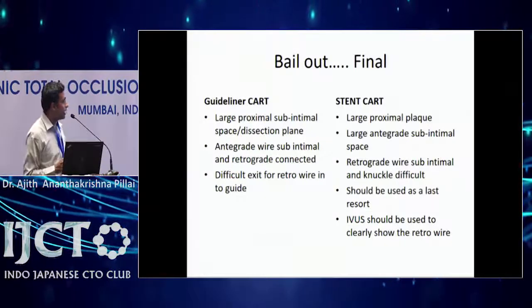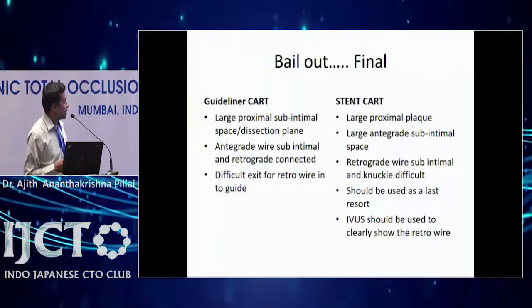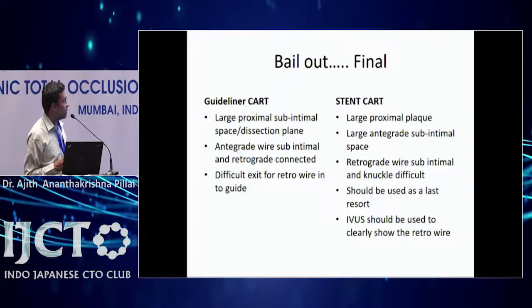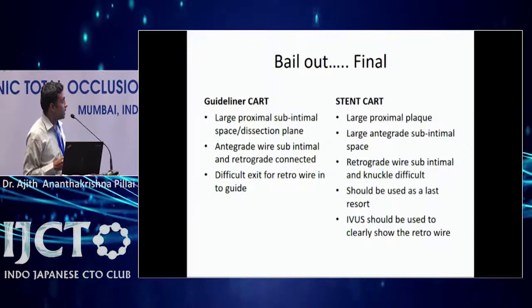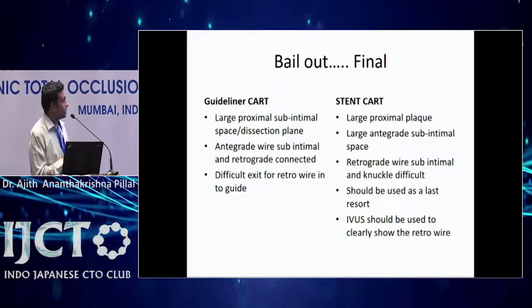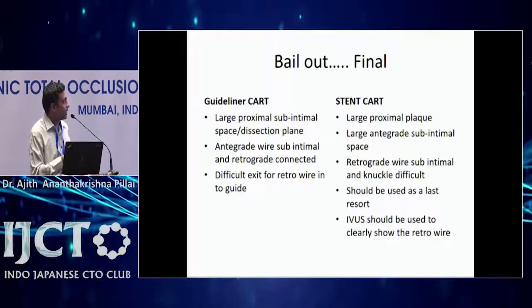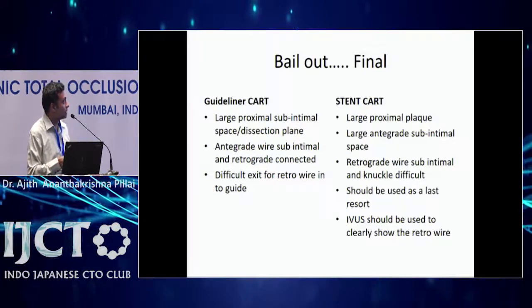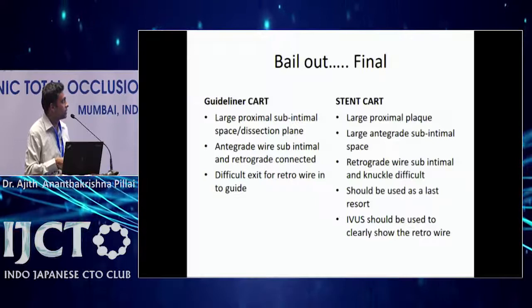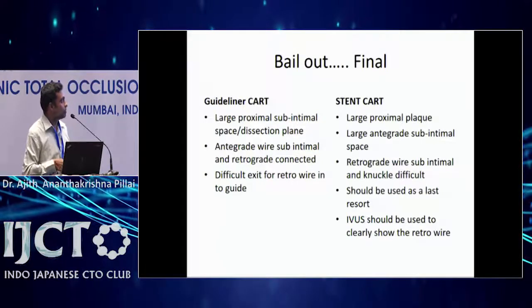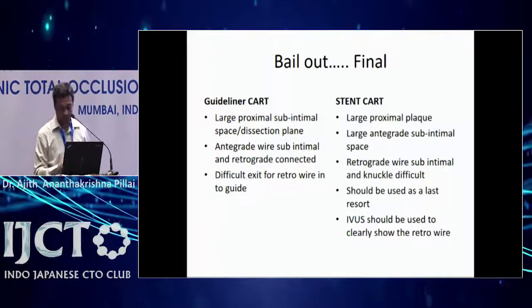So for bailout, we use guide liner CART for a large subintimal dissection space, with the antegrade wire subintimal and the retrograde connected, when there is difficult exit for the retro wire into the guide. Stent CART is a last resort again: large proximal plaque, large antegrade subintimal space, retrograde wire subintimal, and knuckle is very difficult. It should be used as the last resort.